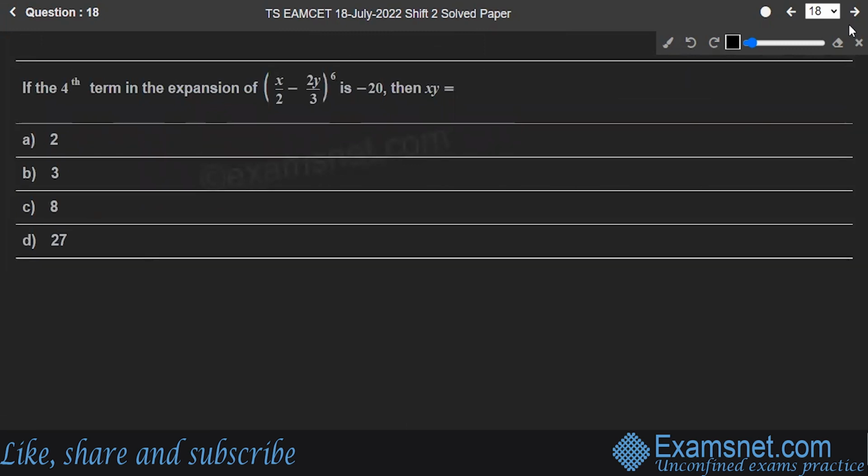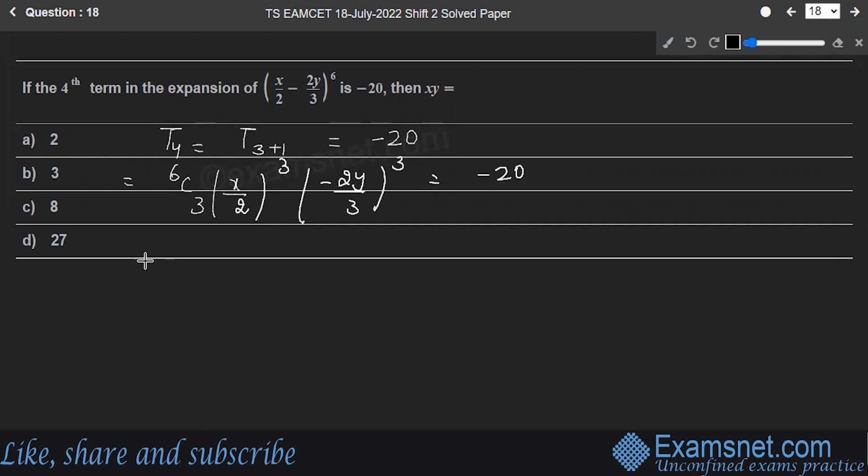If the fourth term of this expansion is minus 20, then xy is given by what? Okay, you have to find out the fourth term. So T4 is actually T3 plus 1. This is given to you as minus 20. T3 plus 1 can be written as 6C3 times (x by 2) raised to power 3 times (minus 2y by 3) raised to power 3. This is equal to minus 20.